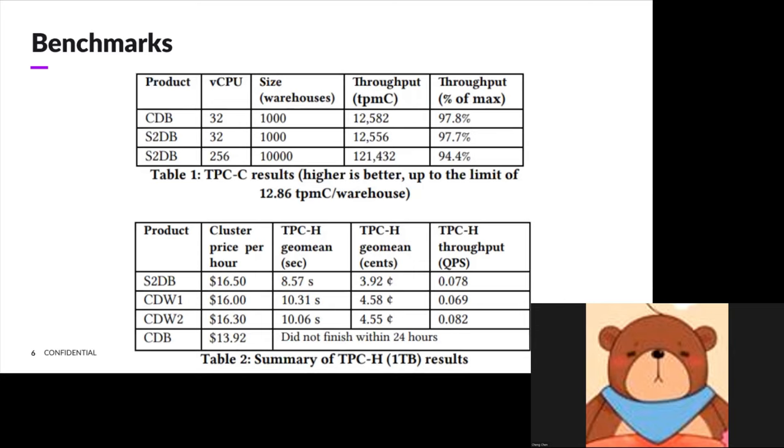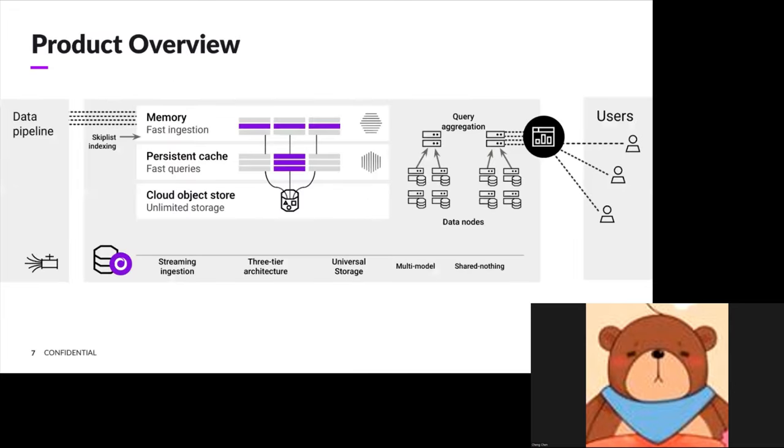On the TPC-H numbers, our results are competitive with two popular cloud data warehouses. So the key differentiator here is that we can do both operational and analytical workloads very well. Even better, we can run those workloads concurrently with good performance. On the other hand, cloud data warehouses only support data warehousing and can't run TPC-C. And cloud operational databases can run both benchmarks, but they perform orders of magnitude worse on TPC-H.